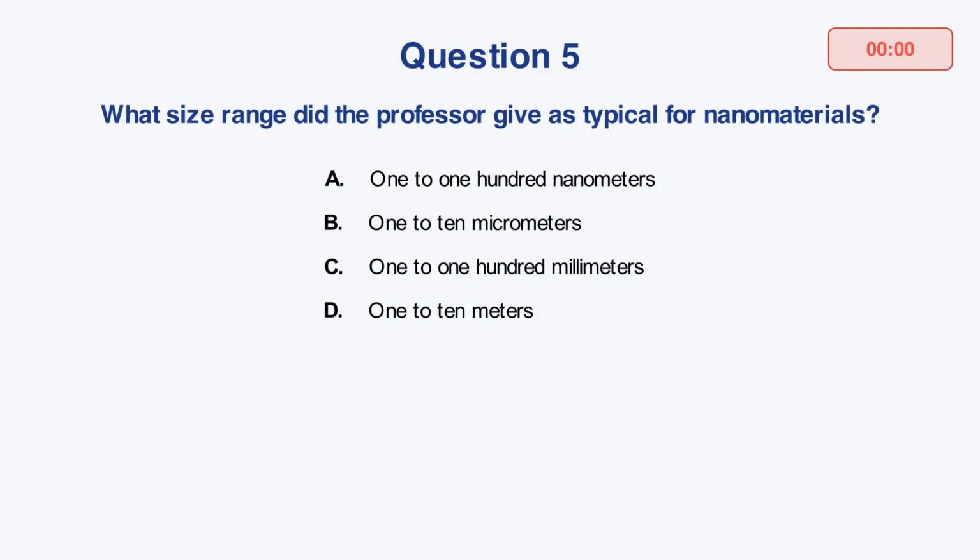Listen again to part of the lecture, then answer the question. PEGylation reduces protein adsorption and immune recognition and prolongs circulation time.